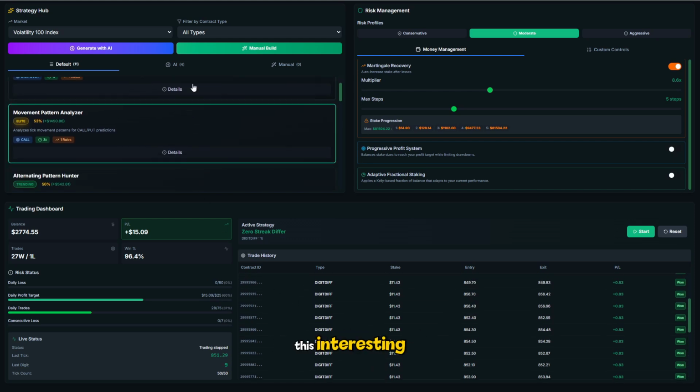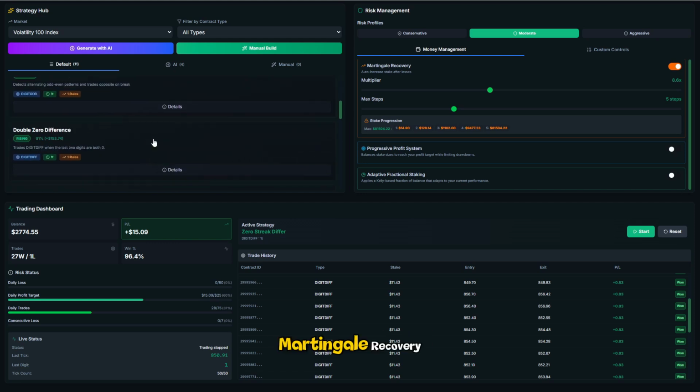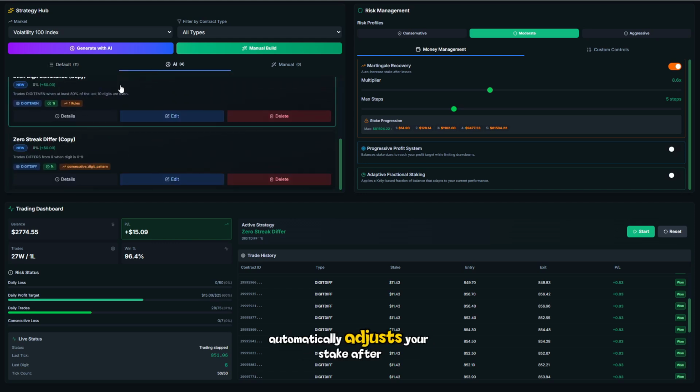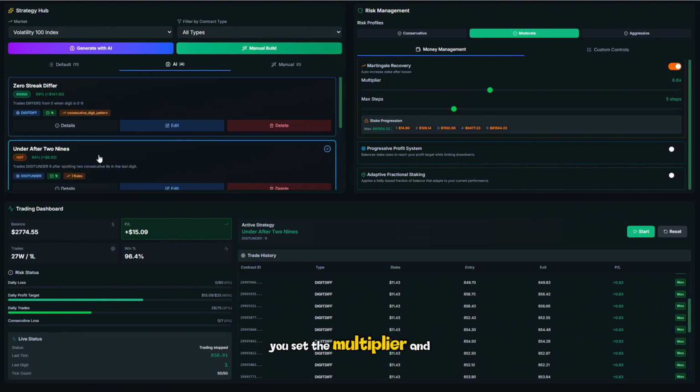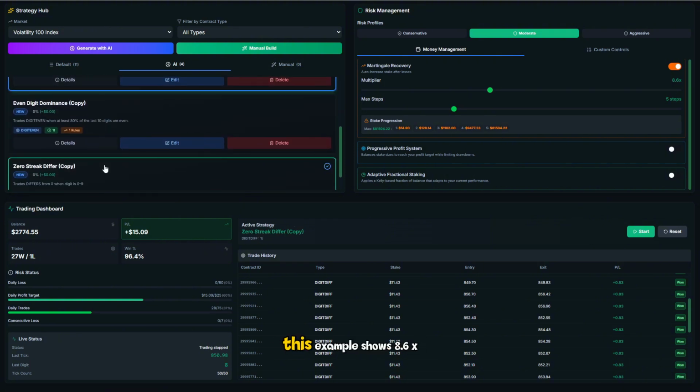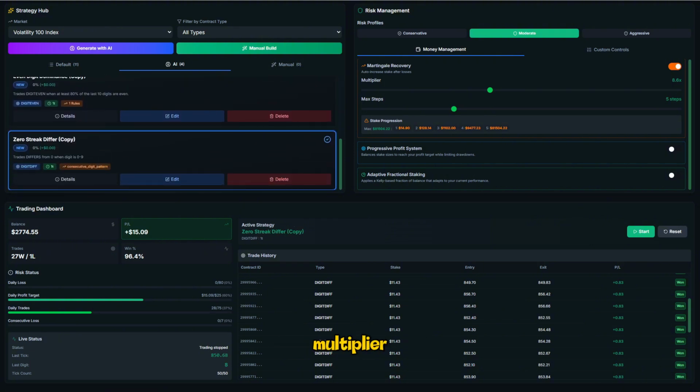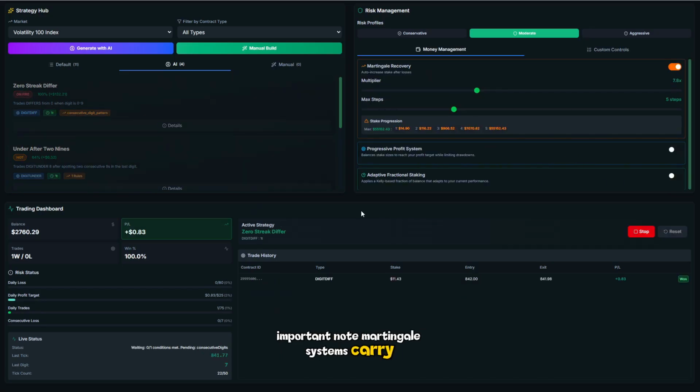Here's what makes this interesting, the money management systems. Martingale Recovery automatically adjusts your stake after losses. You set the multiplier and max steps. This example shows 8.6x multiplier with a 5-step progression. Important note, Martingale systems carry high risk and can lead to significant losses.